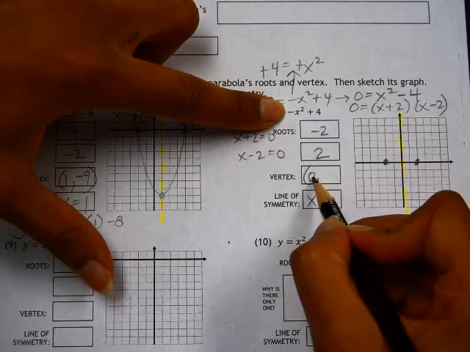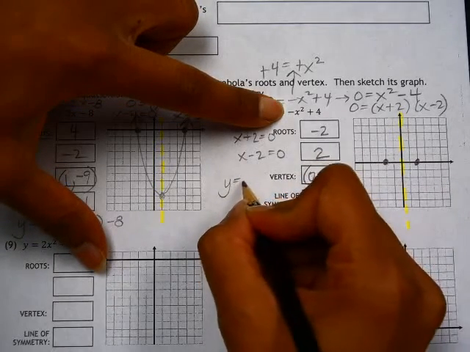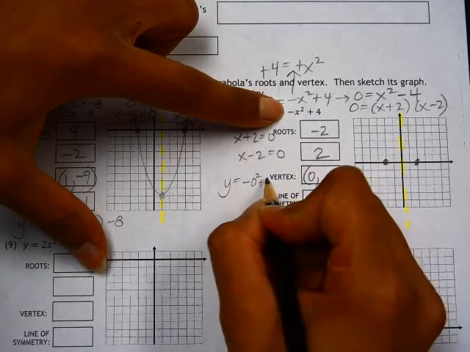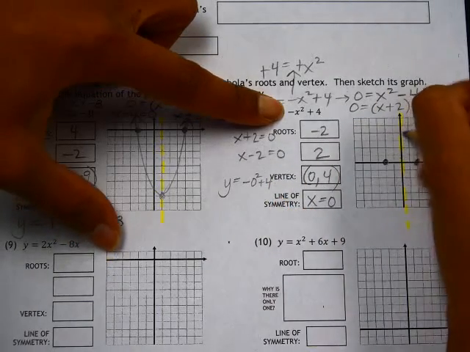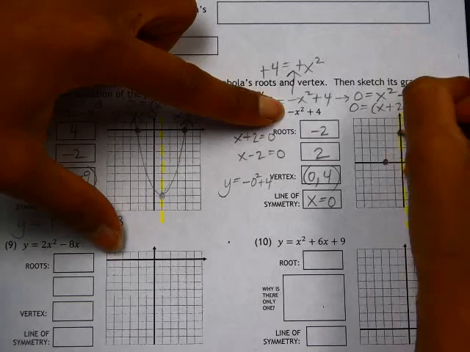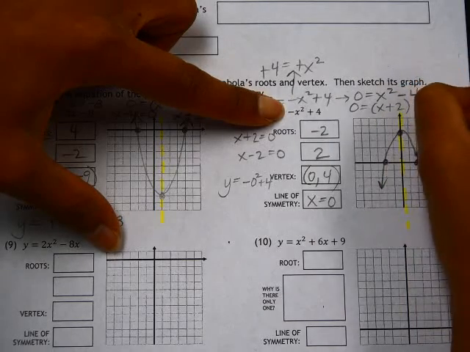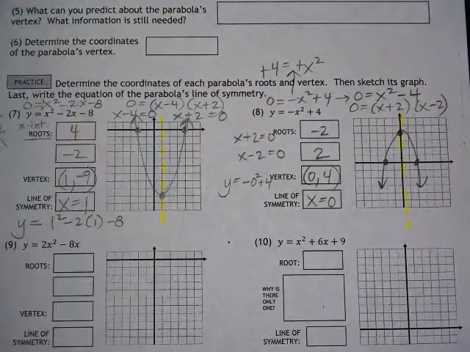So let's calculate with x equals 0. Y equals -0 squared plus 4. So y equals +4. And then you can sketch the parabola.